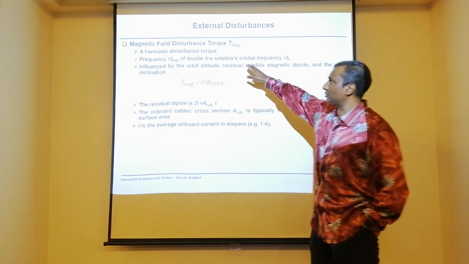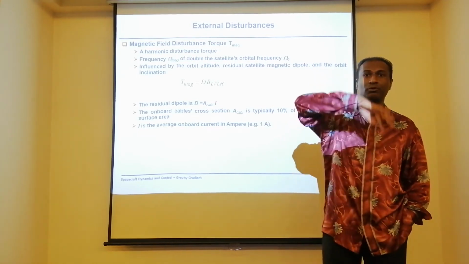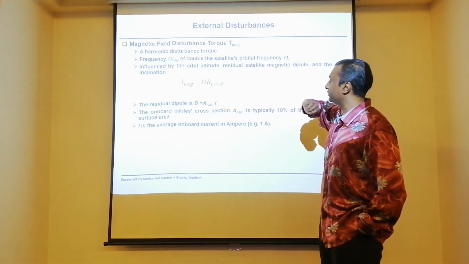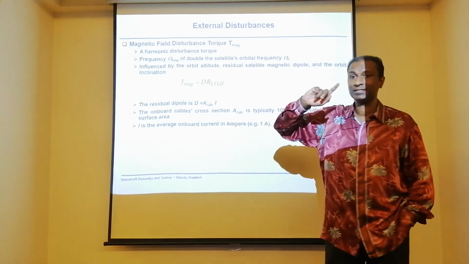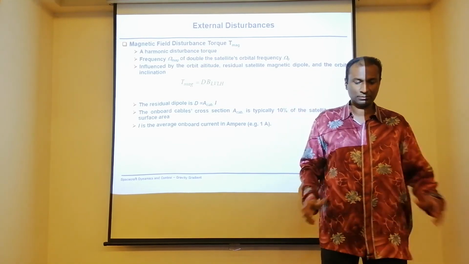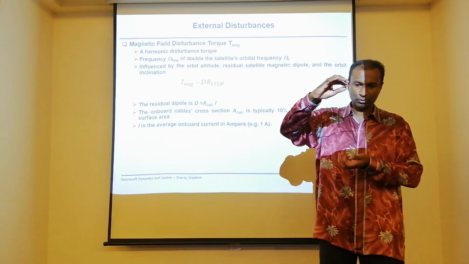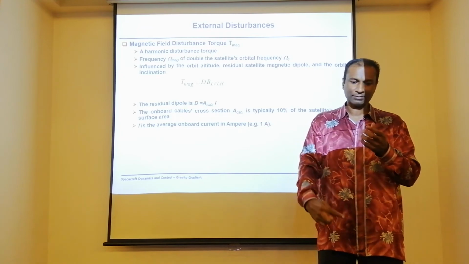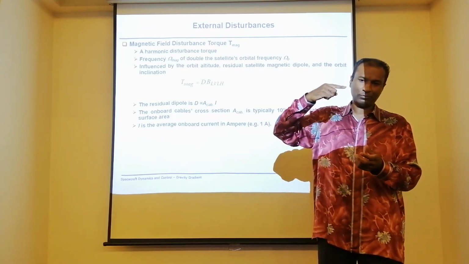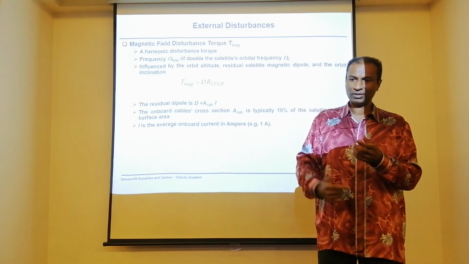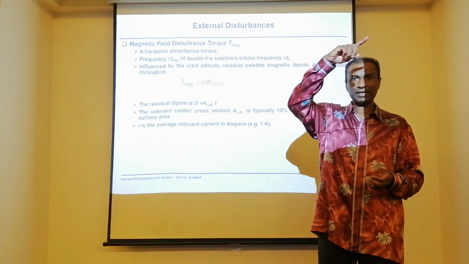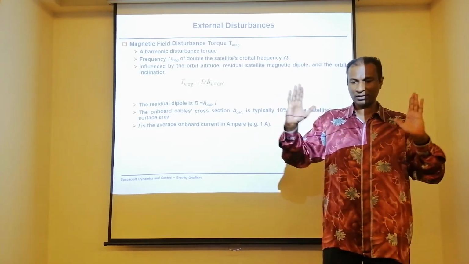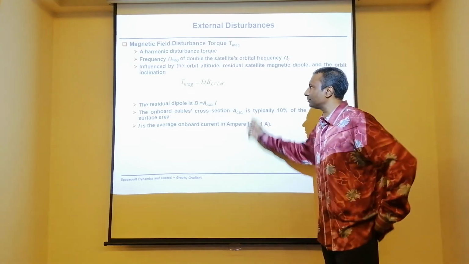This torque is a harmonic torque. Harmonic means what? It is not constant. It has maximum and minimum. Now its frequency is actually double the orbital frequency, which means that it has two peaks. Why does it have two peaks? Now assume the planet Earth is this. North pole, south pole is the highest intensity in terms of the magnetic field. So if you start flying up, one peak, go down, another peak. So you will have a beautiful sinusoidal graph, which is nice. Two peaks within one period of orbit. So it's important to understand.